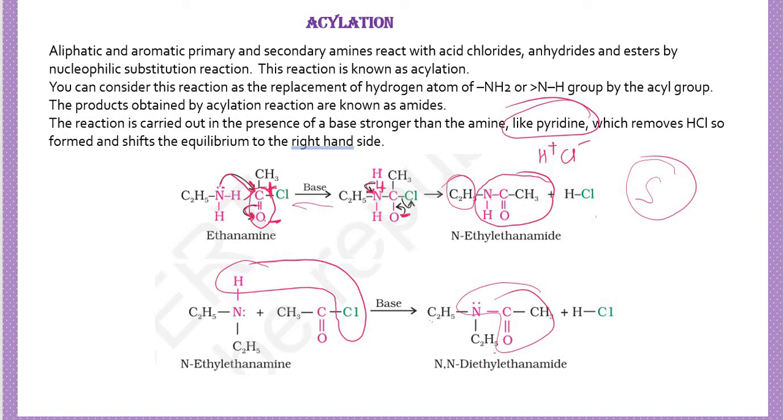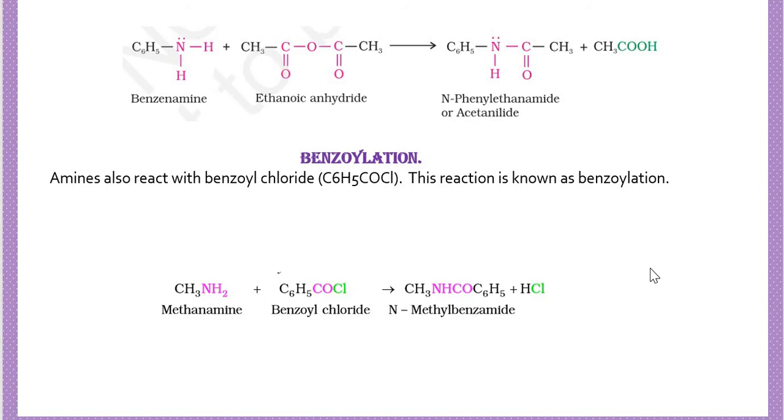Now similar reaction we have to make acetanilide. I want you to know the formula of acetanilide because it can be asked as an IUPAC question, or sometimes they can ask you to convert benzenamine to acetanilide. Now you know the reaction but you don't know what is acetanilide. Then you'll be stuck. So what is acetanilide? It is N-phenyl ethanamide. N-phenyl ethanamide is called acetanilide.